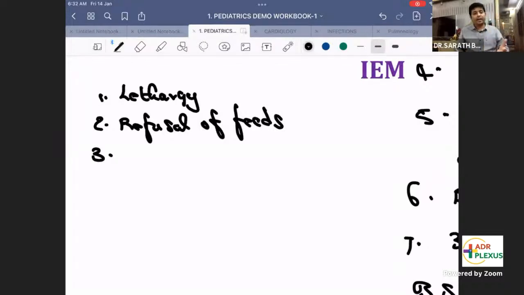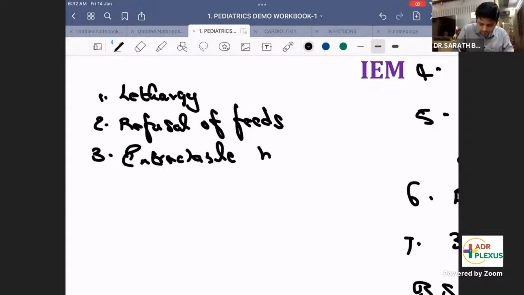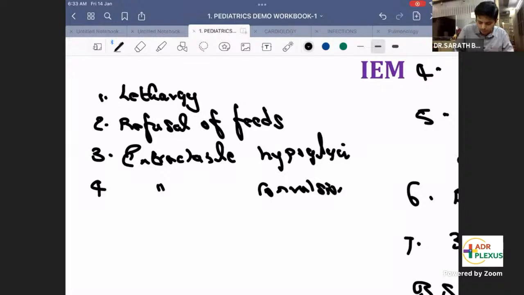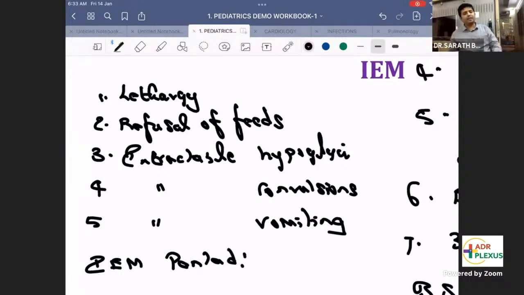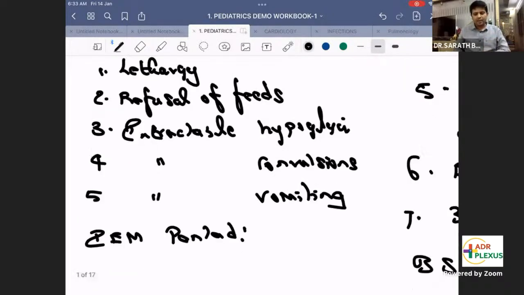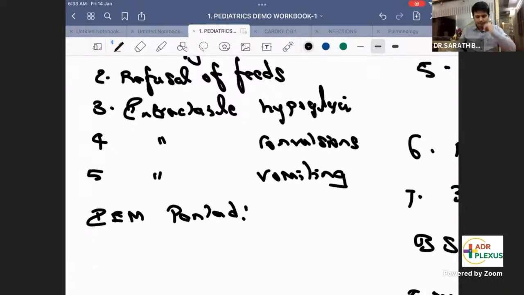Along with that, you can have intractable hypoglycemia. You can have intractable convulsions, not able to stop with anticonvulsants. You can have intractable vomiting. This is called inborn errors of metabolism, a pentad of symptoms: lethargy, refusal of feeds, intractable hypoglycemia, intractable convulsions, and intractable vomiting.